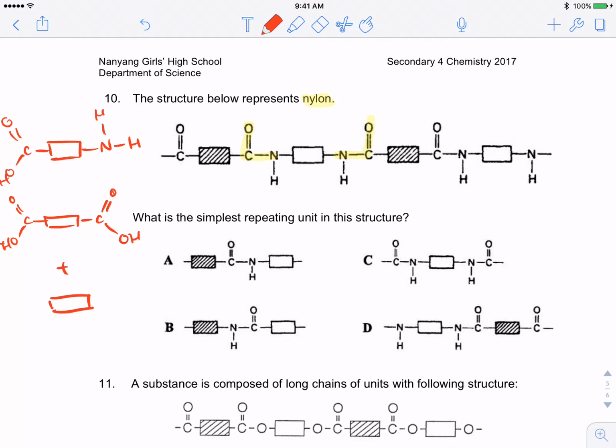added to a diamide. Which possibility is this? You should note that here the nitrogen is connected to the same block. This nitrogen is connected to this block, and this nitrogen is connected to this block, which means that it's a diamide. It's this one, the diamide and diacid form. So what is the repeating unit? It will be the diamide and a diacid.